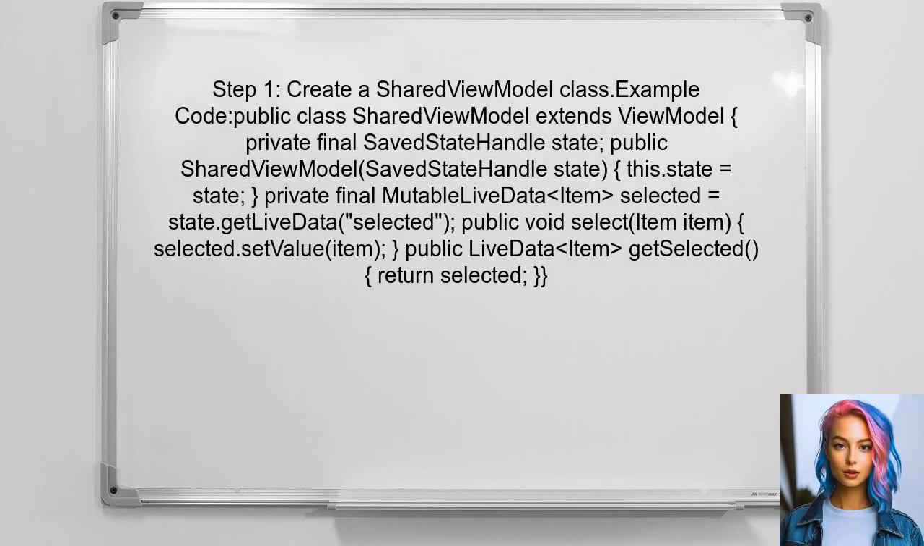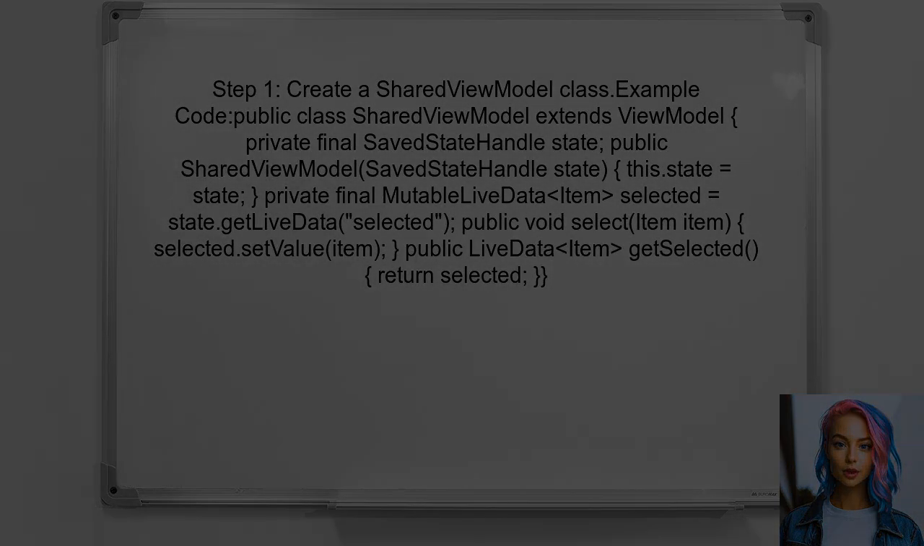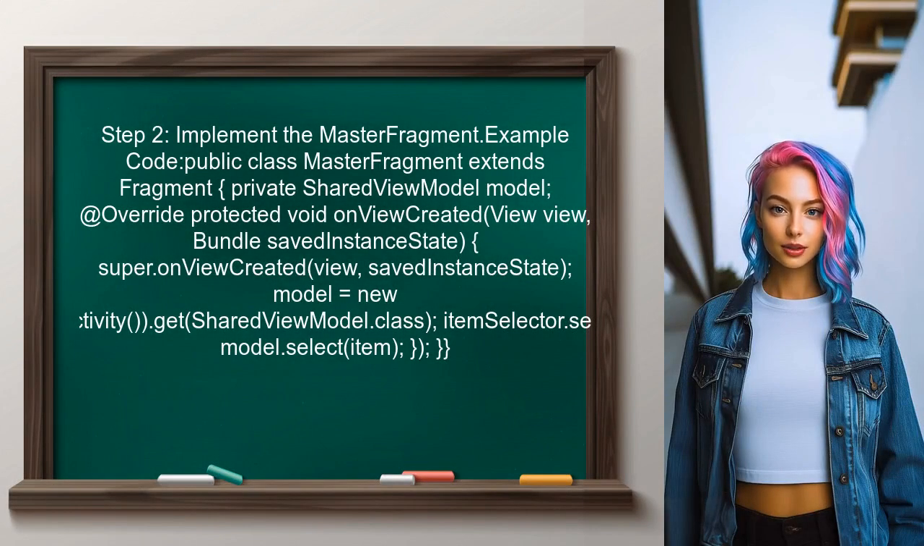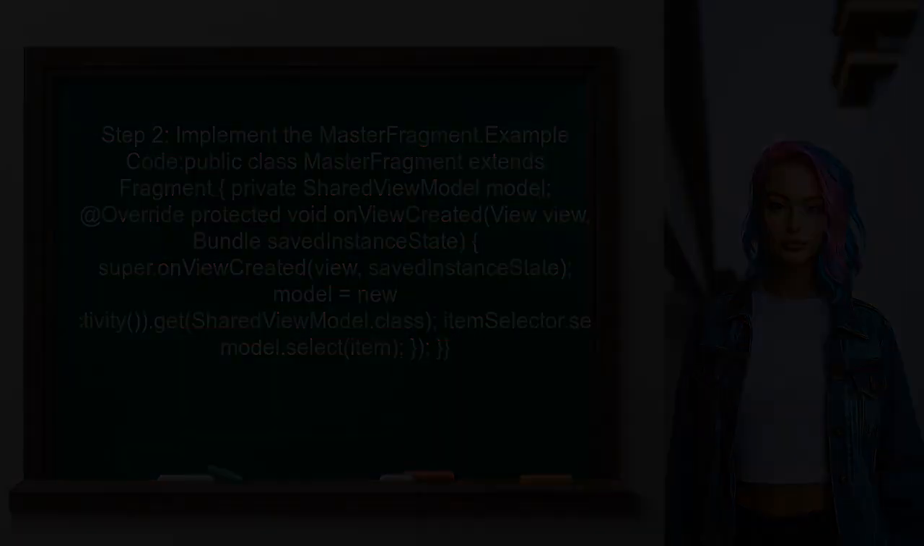To begin sharing data between fragments using the ViewModel, the user should first create a shared ViewModel class. This class will hold the data that needs to be shared. Next, the user should implement the master fragment. In this fragment, the user will set up a click listener that calls the select method on the shared ViewModel when an item is selected.